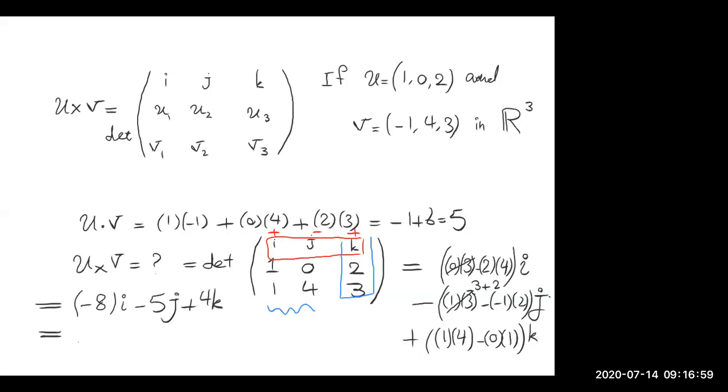And then the way to show it as a vector is just by writing these numbers as the components. -8, -5, and 4. So it basically means the cross product of these two vectors, U and V, is equal to -8, -5, and 4. That would be the result of the cross product. Okay, that's what we learned the previous week.